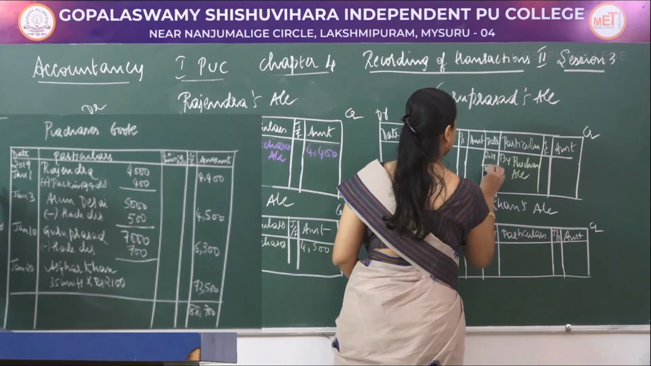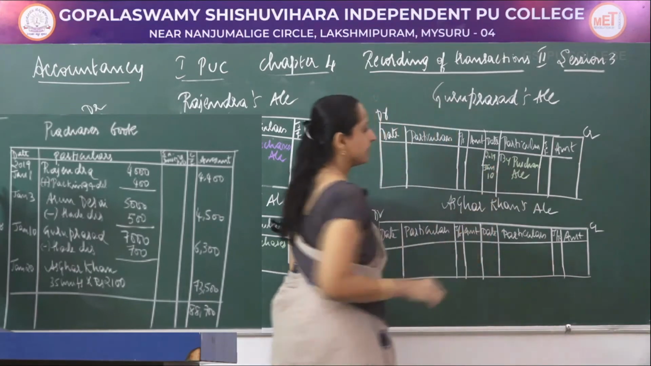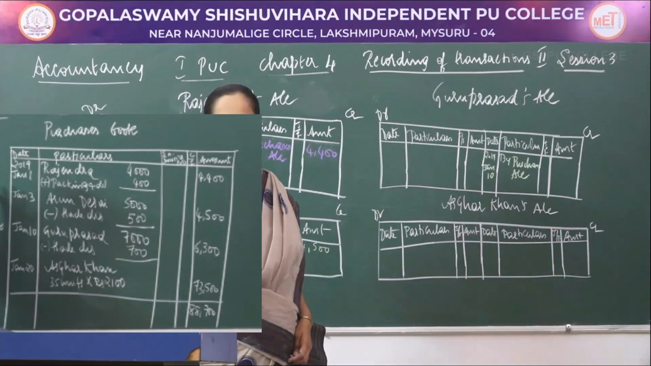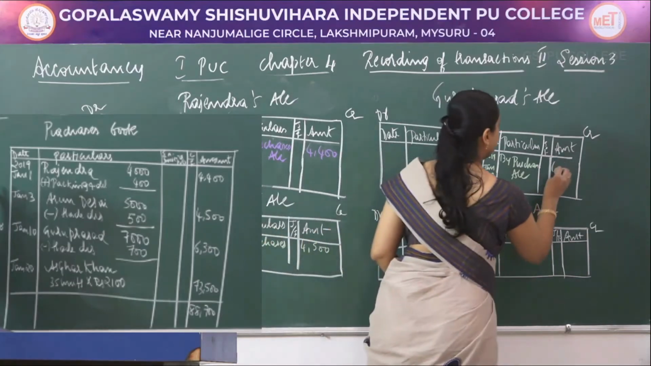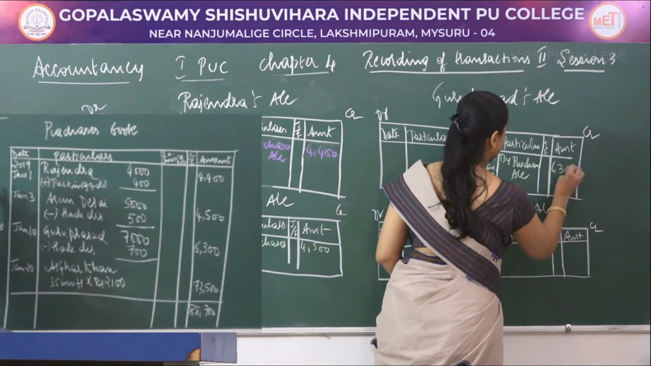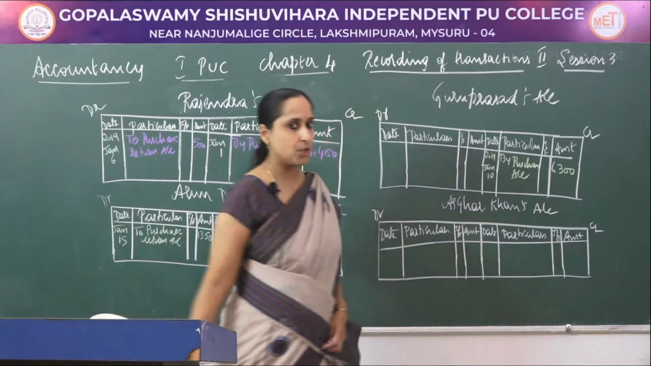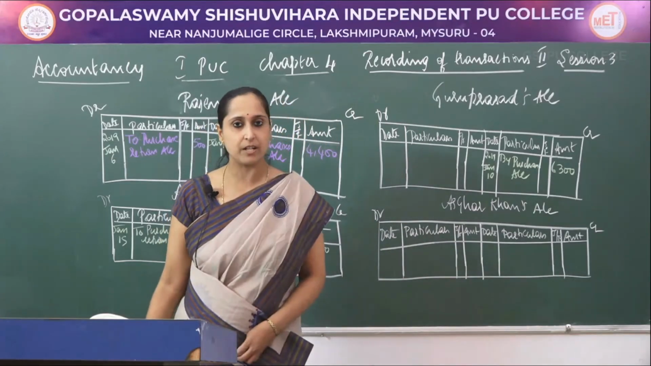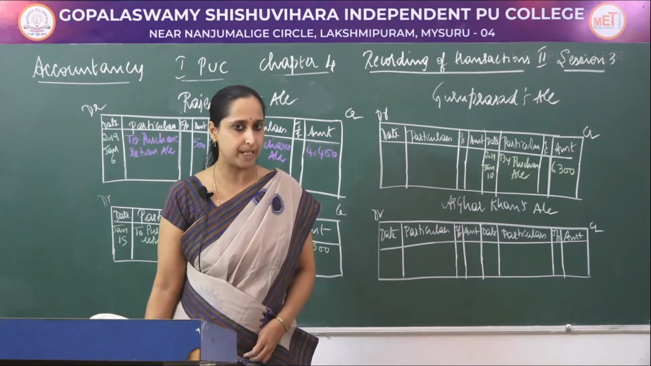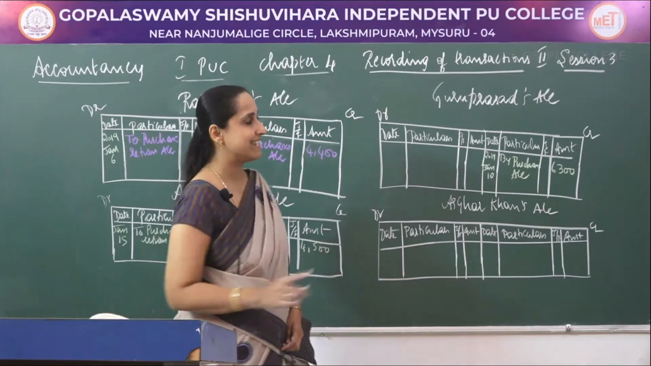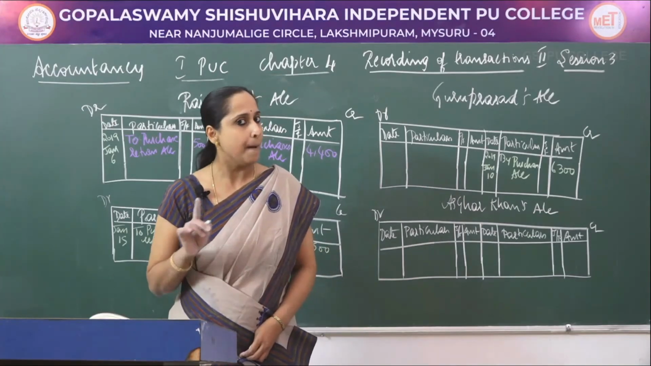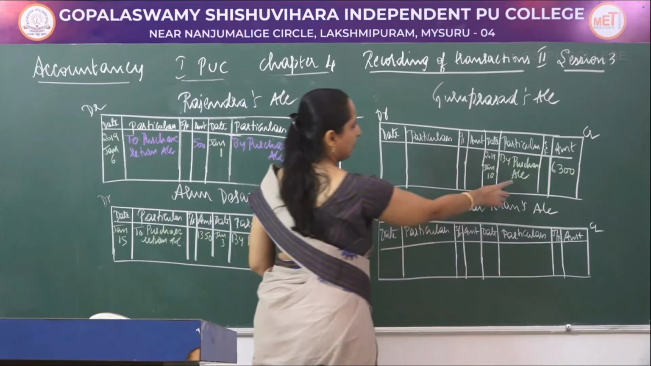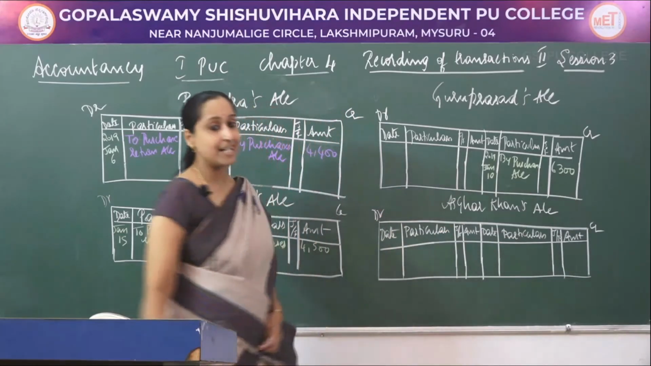2019 January 10th. So, how much worth goods had we purchased? 6,300. So, in case of Guru Prasad, there is no purchase return. We had not returned any goods to Guru Prasad. So, there is only one transaction which is related to Guru Prasad, that is purchases, and here we have posted it. And next is Asghar Khan's account.